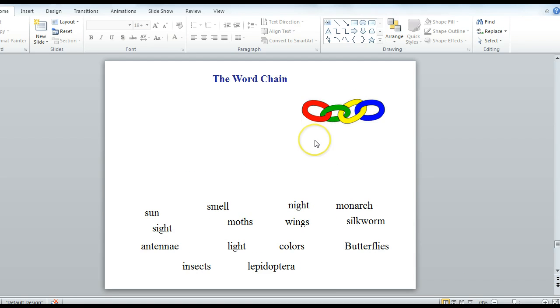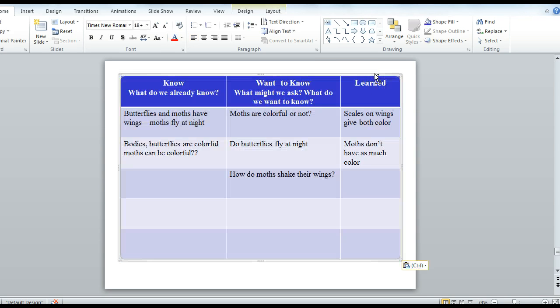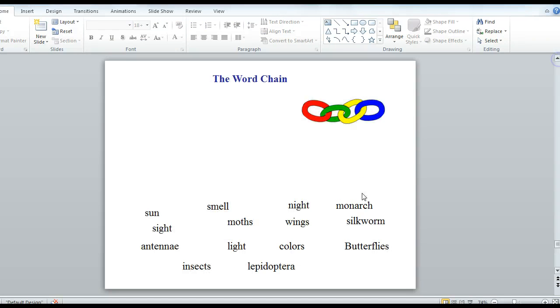An after reading activity that is another interesting one to use is called a word chain. In a word chain, you make connections in a linear fashion between words. Now that I've read the text, and I have it here to go back to if we need to, let me pop up our little KWL. So I have the text here to go back to. Now that we've read the text, we can take these words, and it also aids in retelling.